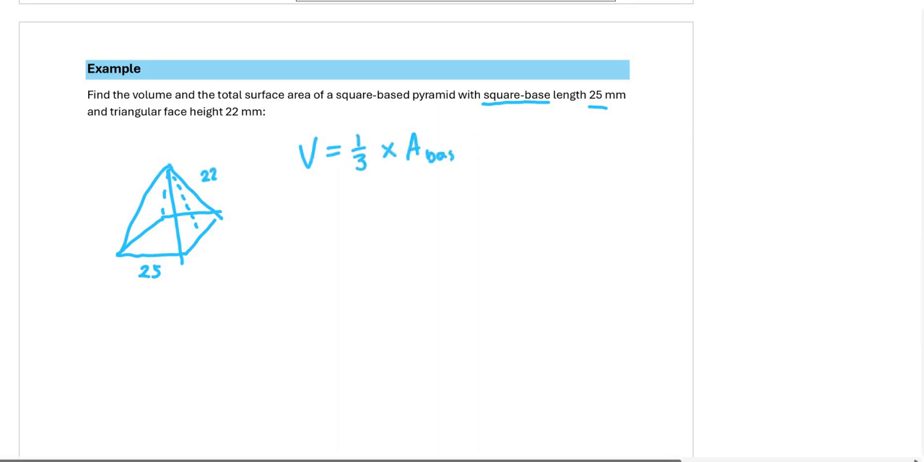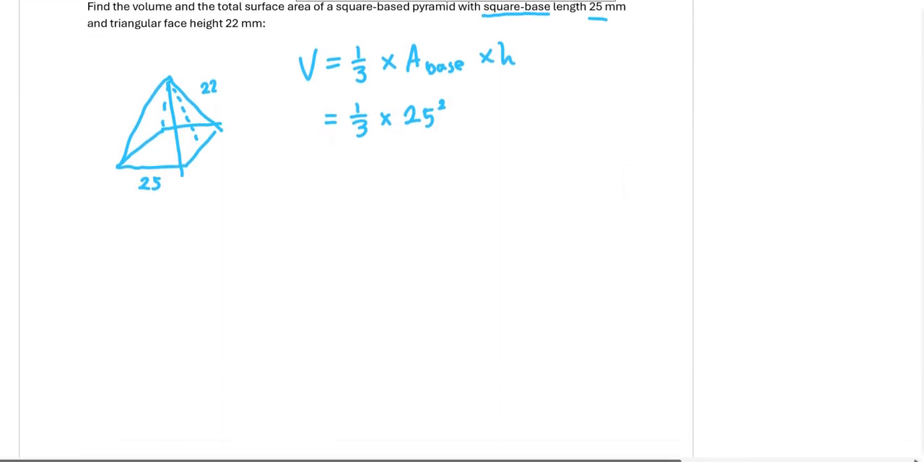area of the base times the height. Area of the base in this case is really easy to find. It's a square, has a side length of 25, so it's going to be 25 times 25, which is 25 squared. The height, however, we don't know what it is yet. We only know the triangular face height, not the height of the pyramid. So what we need to do, we need to be able to visualize that this length here to the base, and if we draw a line to the middle of the base, and then we draw a line from the top, we can make a little triangle, and this bit here will give us the height.